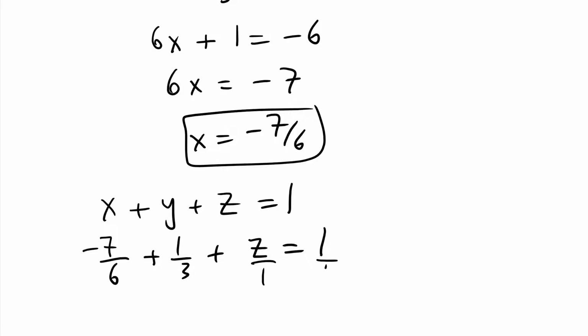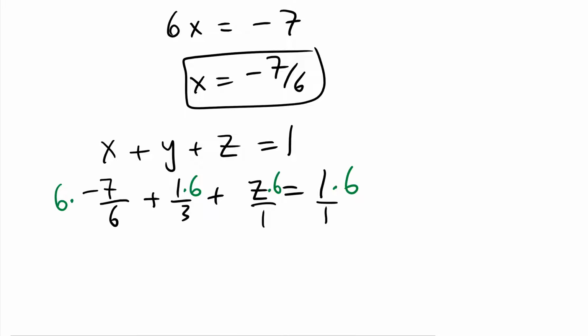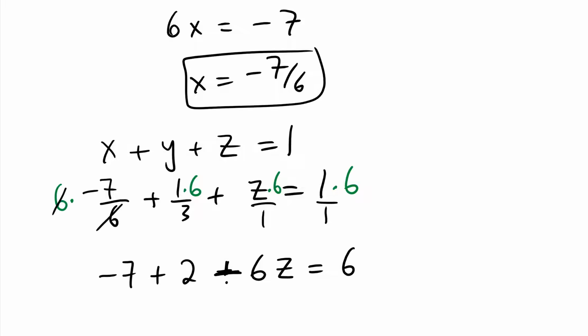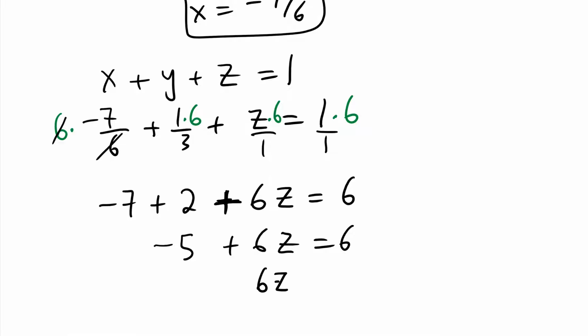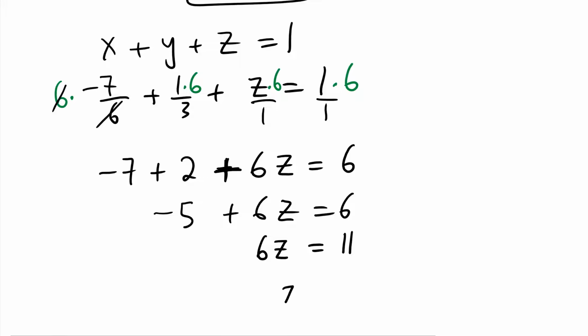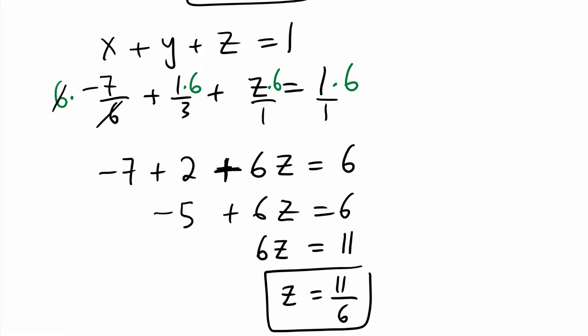We multiply everything by 6. That's the LCD to all of them. The 6 will kind of clean up the fractions. Negative 7 plus 2, plus 6z, negative 5 plus 6z equals 6. Add 5 to both sides. We get 11 and divide by 6. So to solve such a system of equations, we're required to find x, y, and z.